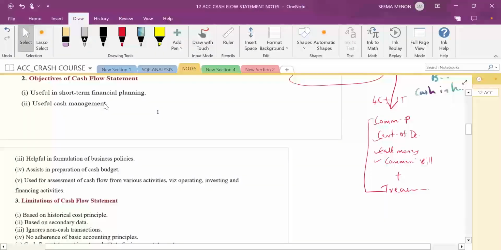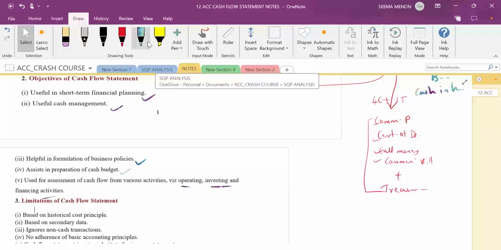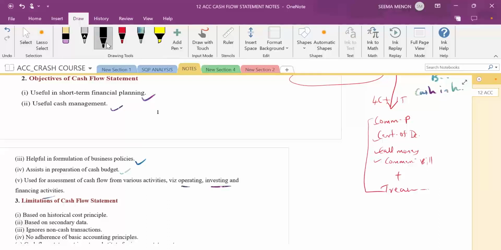The objective of the cash flow statement, as usual you know, is purely for financial planning and cash management, for framing business policies, assisting the cash budget, and showing the various inflows or outflows from various activities like operating, investing, and financing. These are common, like you already learned the same in class 11 cash book. It is the same, only a little bit of change is here.